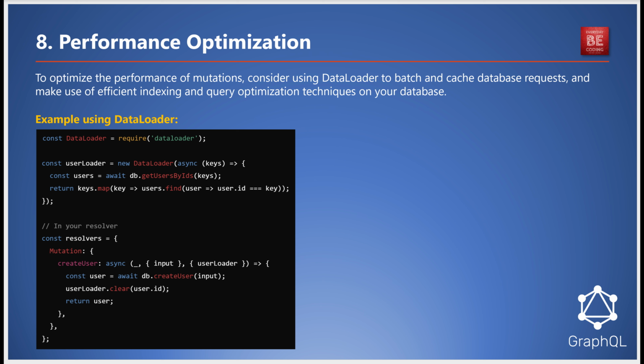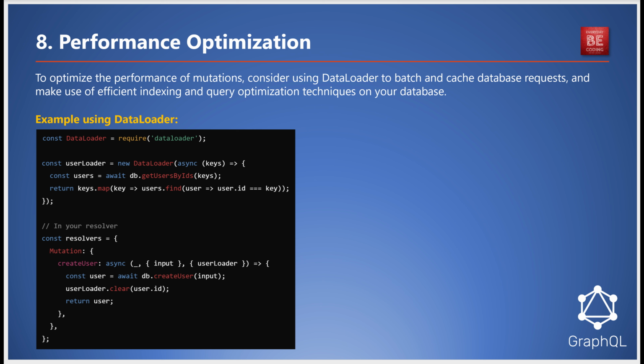Furthermore, optimizing the performance of mutations is vital, especially in applications that scale. Techniques such as using data loader for batching database requests or implementing efficient indexing can significantly reduce the load on your database and speed up response times. For instance, data loader can batch multiple requests for user data into a single query, reducing the number of calls to the database. After the mutation, clearing the cache for the affected user ensures that subsequent queries retrieve the most up-to-date information. By implementing these advanced techniques, developers can not only enhance the capability of their GraphQL APIs, but also improve the overall performance and user experience.